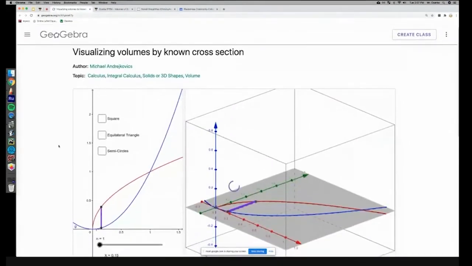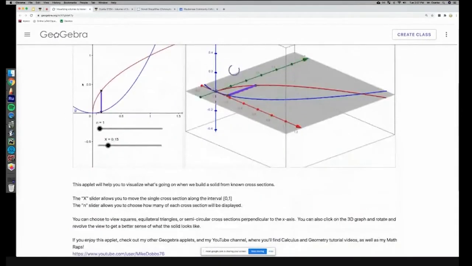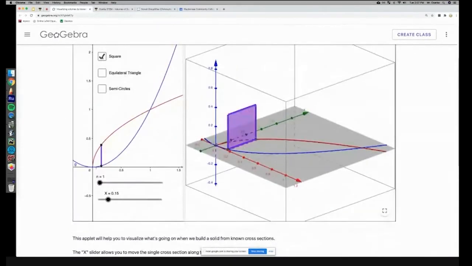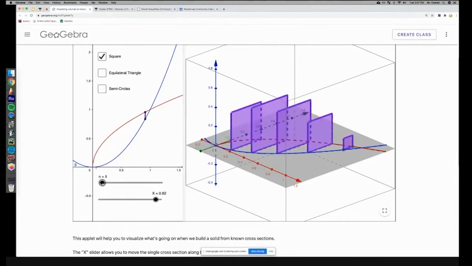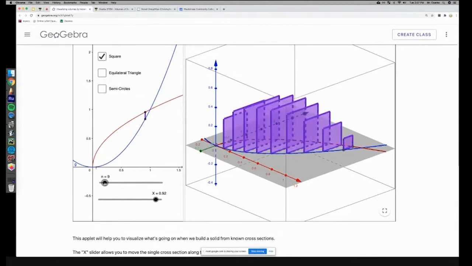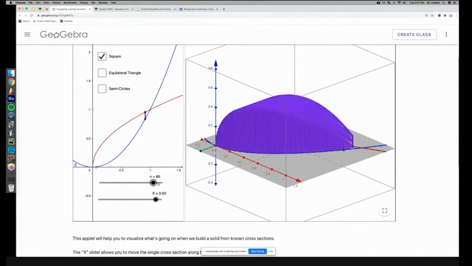So I kept this one for last. Essentially with this, you can click a square and you can see there's a square here and you can move the square wherever you want, but you have to imagine infinitely many squares along this path. So what I can do here is I can add more squares and it fills up. Eventually it looks like it fills it up completely.